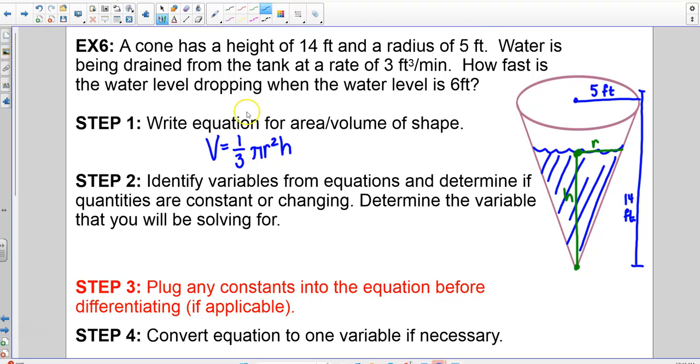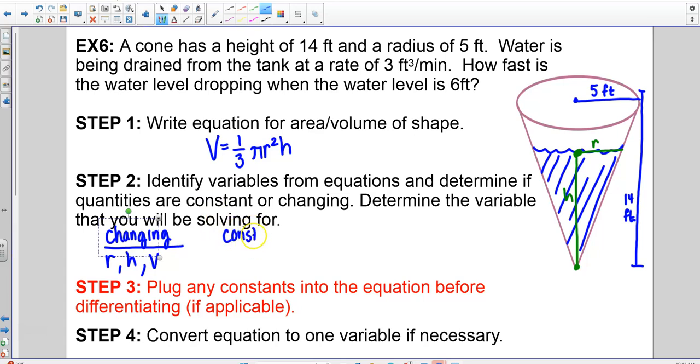So, we're going to identify the variables from the equation. So changing here, and again, you don't have to write this down every time, but I think it helps a little bit for you to think about what's happening. So as that water drains, radius and height, they're both changing, because as the water drains, the surface area of the water is getting smaller and smaller. So radius and height, they're both changing, which means volume definitely has to be changing. So you're not going to have any numbers that you can plug in before you take the derivative.